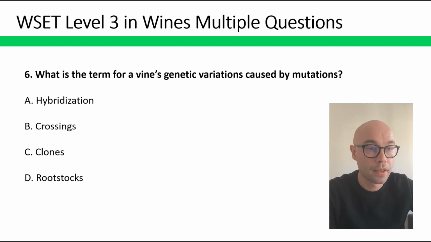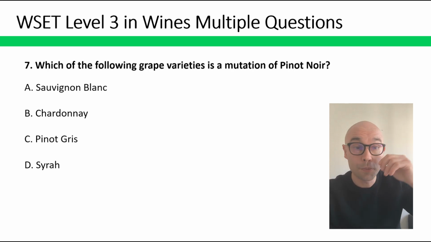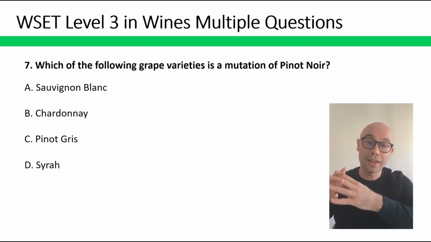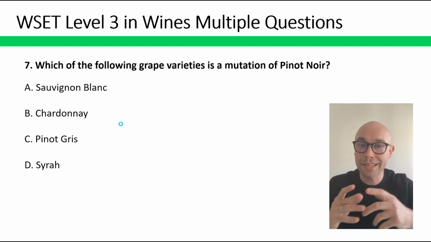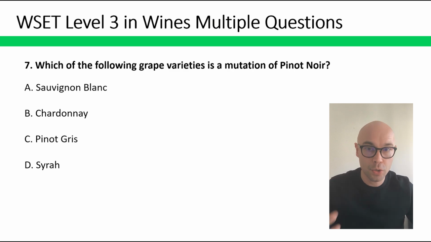Which of the following grape varieties is a mutation of Pinot Noir? Sauvignon Blanc, Chardonnay, Pinot Gris, Syrah. The correct answer is C, Pinot Gris. So a mutation is when the grape variety totally changes its characteristics. If the changes are so severe, it's going to be considered a new grape variety, like for example Pinot Gris.